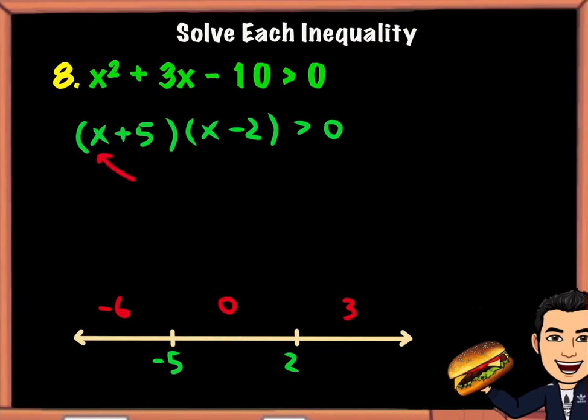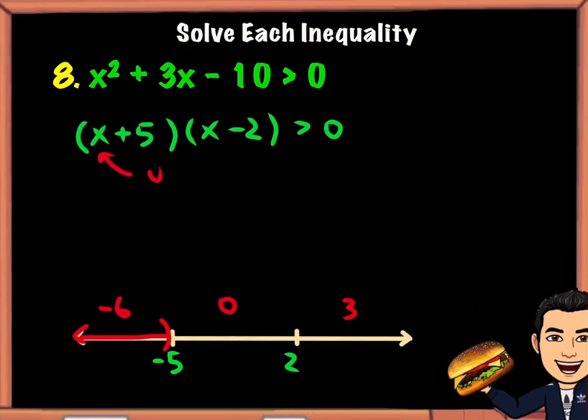If you insert -6 in there, you're going to get a negative multiplied by another negative, and this is going to be positive, so this is greater than 0. The inequality symbol doesn't have an equal sign, so we're going to be using parentheses. And this part is the interval we want.